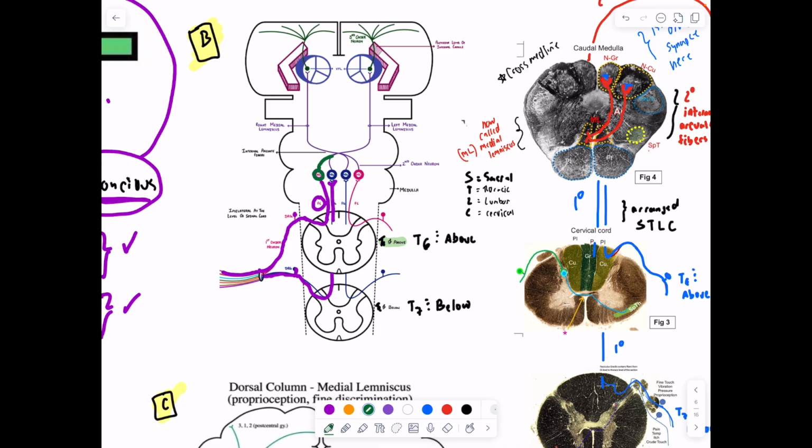Its body is located in the nucleus cuneatus and the nucleus gracilis, and it's going to synapse with the first axon there, and then it's going to send its axons out in these internal arcuate fibers, which are going to cross the midline and then ascend as the medial lemniscus. All right, so this is occurring in the medulla.